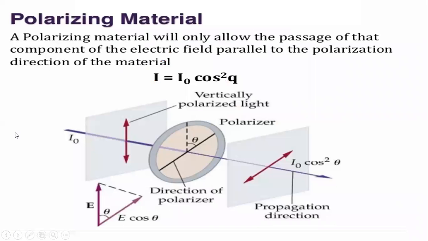The next part is nothing but the polarizing material. What will be the effect of a polarizing material, that we can observe here. A polarizing material will only allow the passing of the component of the electric field parallel to the polarization direction of the material. Here I is the total current, whereas I0 is the current on the particular sheet, and we are interested in finding what the effect of polarization will be, and in which direction they are polarizing. So polarizing materials only allow the passing of those components of the electric field.